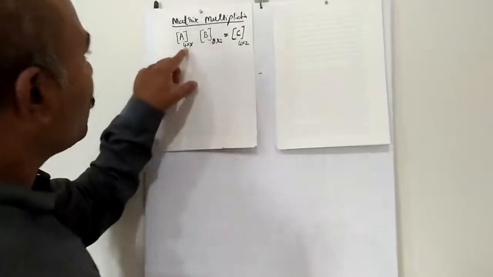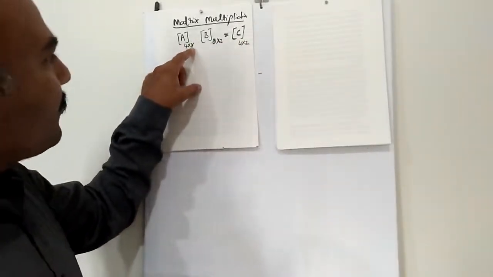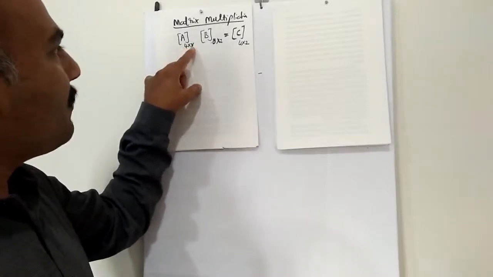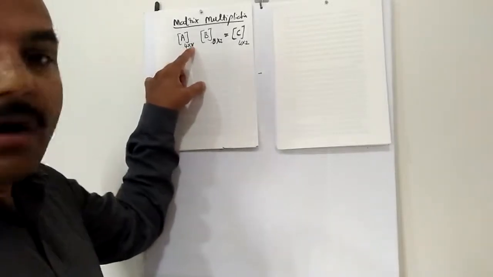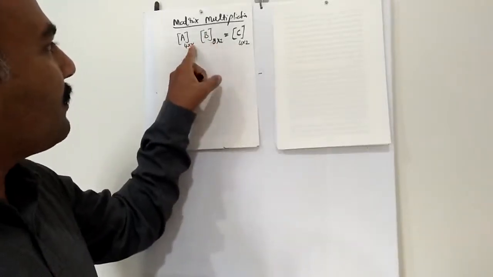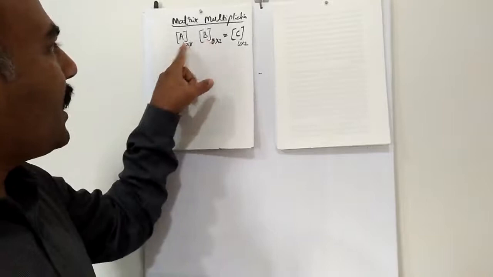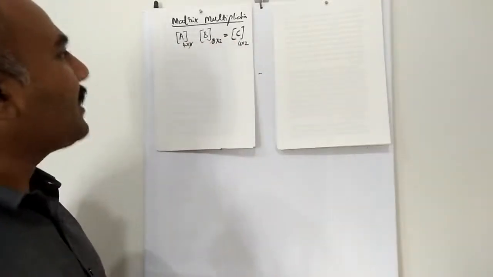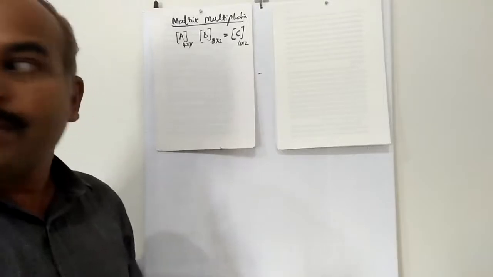The 3 will be cancelled. Here 4 is the number of rows of the A matrix, and 3 is the number of columns. The number of columns of A must be equal to the number of rows of B. So both are 3, and the resulting matrix will be 4 into 2. We will work this out because it is a very important property of matrices.